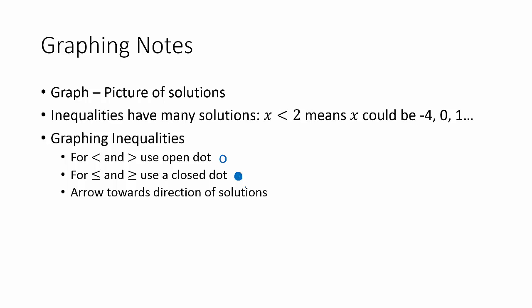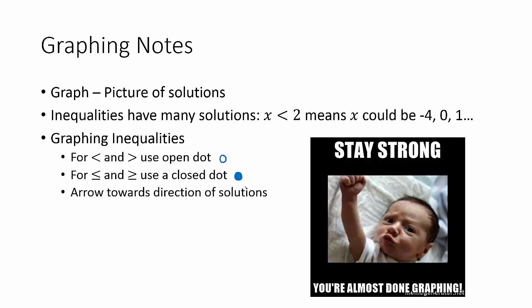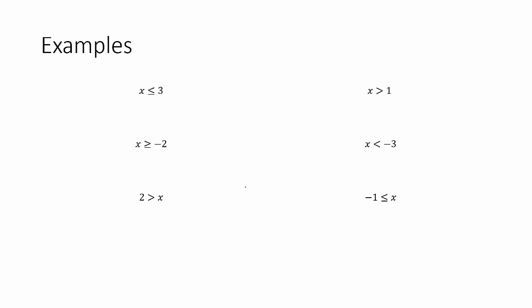Then we'll add an arrow either left or right off of that dot in the direction of the solutions. So if you're ready to be a champion and stay strong, you will be done graphing if you can follow those steps. Let's try a few examples. I have 6 examples on here.